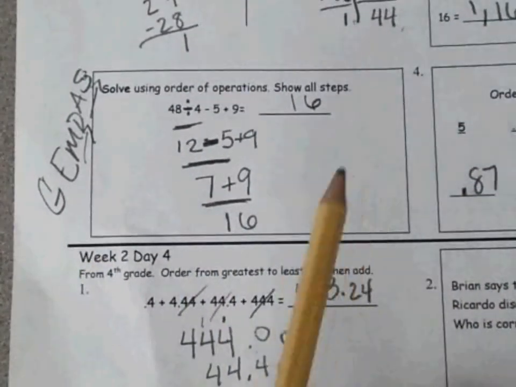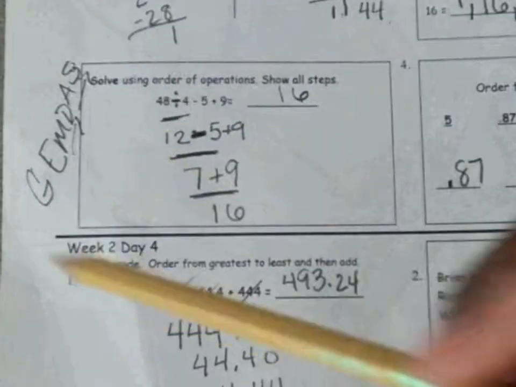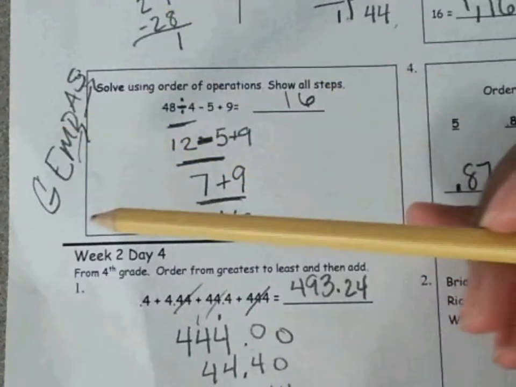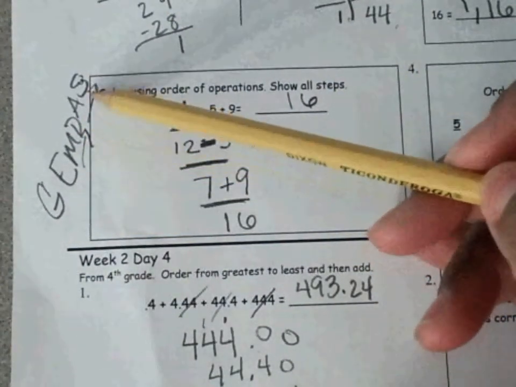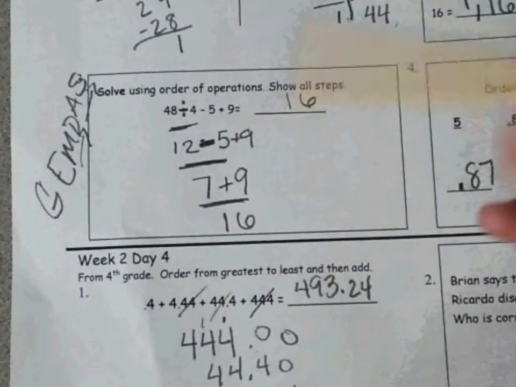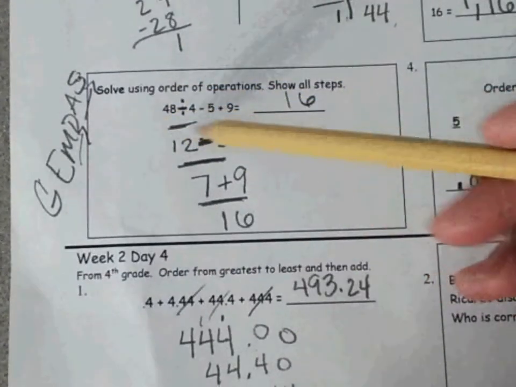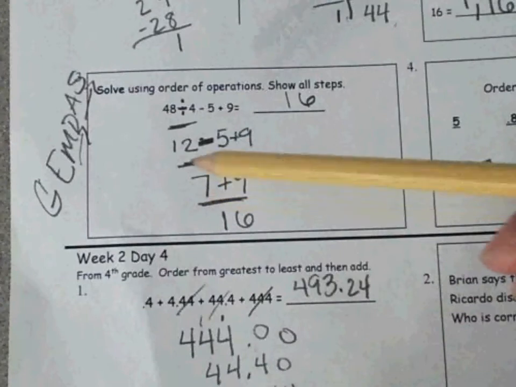Number 4, it says solve using order of operations, show all steps. We're going to learn this next week. We're going to be talking about order of operations, so this is a preview. It's groupings, exponents, multiplication, division, addition, and subtraction. I know that most of you learned this in 4th grade, so this should be review. Looking here, I can already see I have division first, so I'm going to divide.